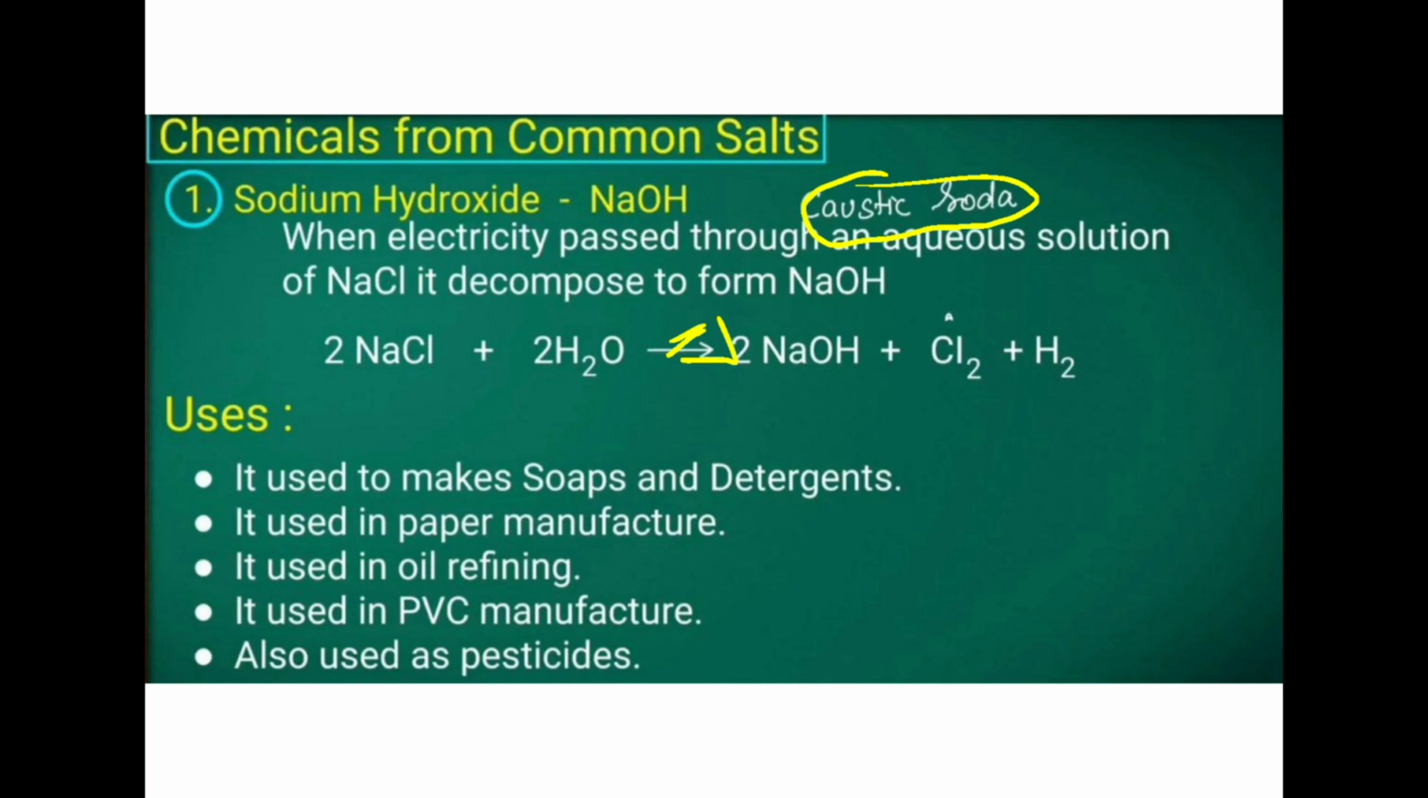Okay. So what are the uses of this sodium hydroxide? It is used to make soaps and detergent. Then it is also used in paper manufacturing. It is used in oil refining. Then PVC, that means polyvinyl chloride, which is used for pipes and plastic-related coating covers, etc. Then it is also used in pesticides. So these are the uses of this sodium hydroxide.